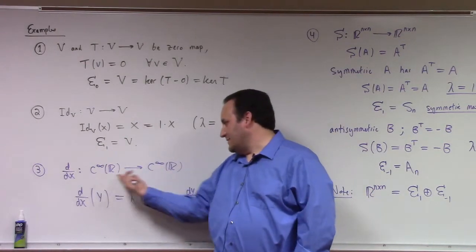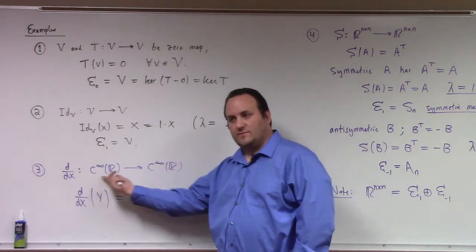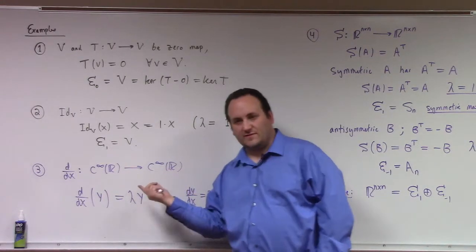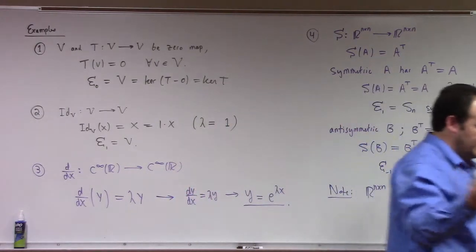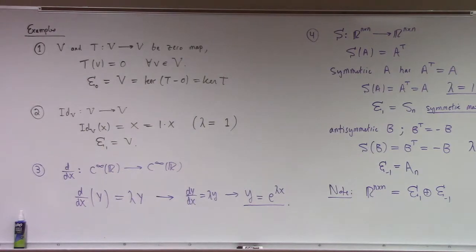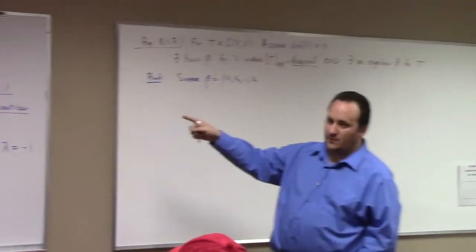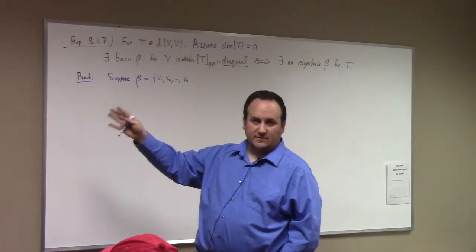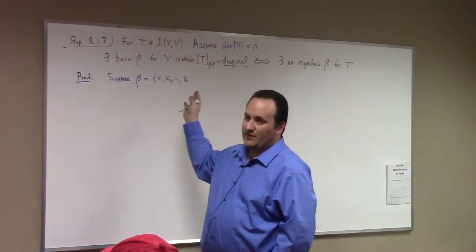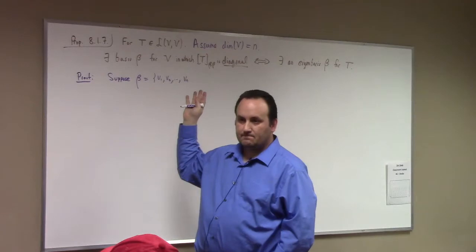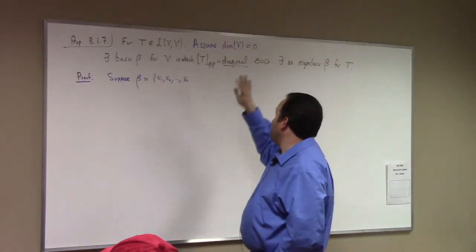This, on the other hand, is infinite dimensional, right? What's the basis for the set of smooth functions? It contains polynomials, right? That's an infinite set. On the other hand, example 4 was n squared dimensional. So example 4 would be in the realm of this proposition, all right? So finite dimensional vector space.